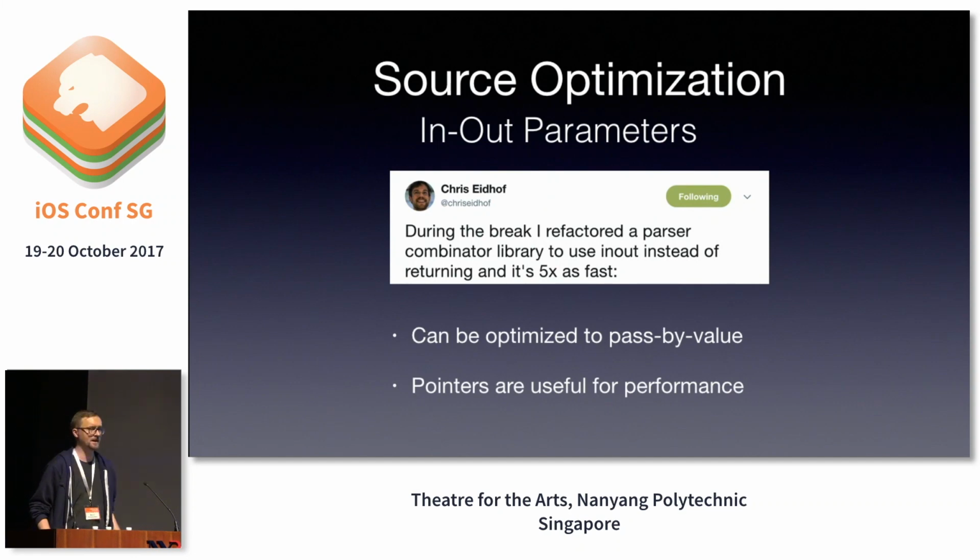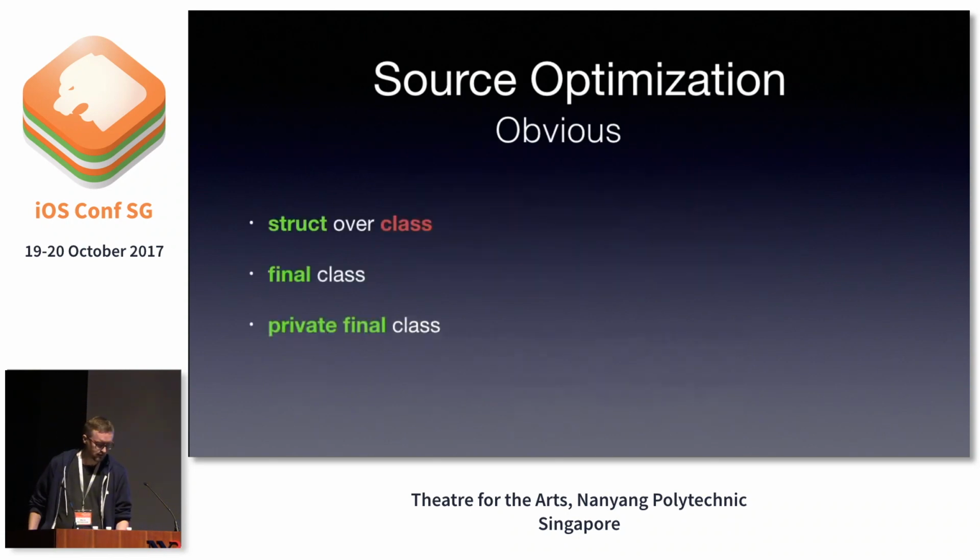Pointers are very useful for performance. If you look at the Swift standard library, in-out is used everywhere. I was hesitating to use that, but then I thought, well, everyone used that, why shouldn't I? So I used that, and it's very fast.